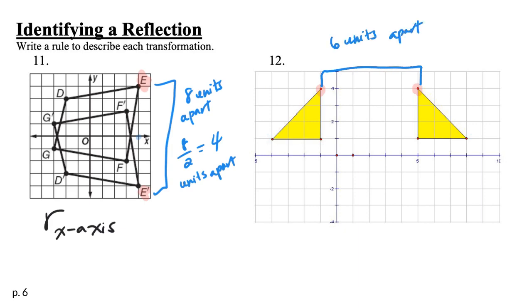And so I know that my central line is going to be at the midpoint, in the middle of the distance between those 2 pre-image and image points. So I want to think what's halfway between 6 units apart, and that's going to be 3 units apart. So I'm going to start from my pre-image point and move 3 units. So 1, 2, 3. And this is where my central line should be.